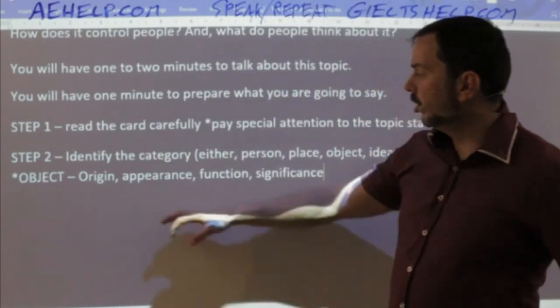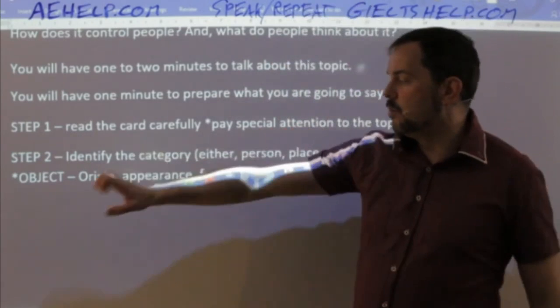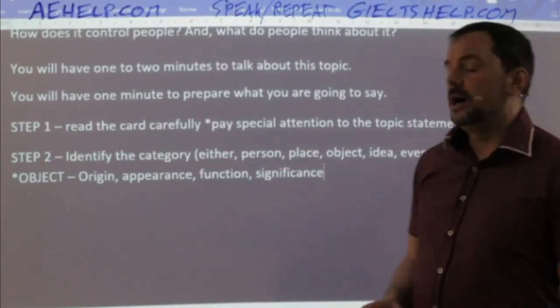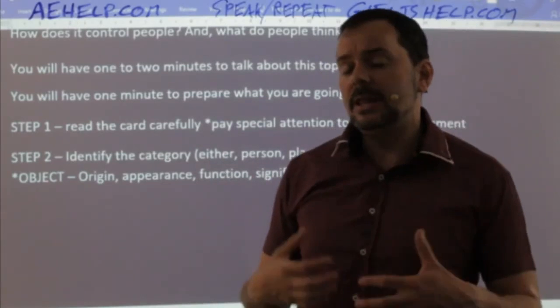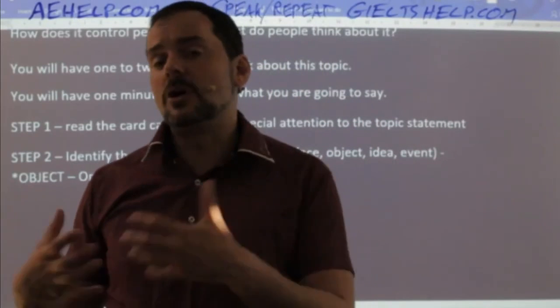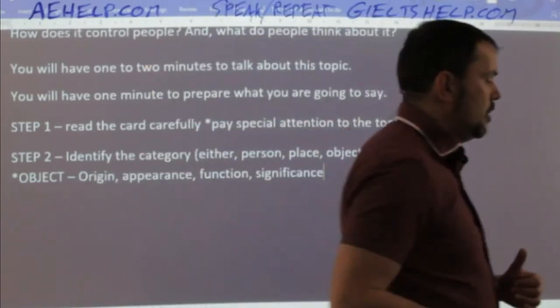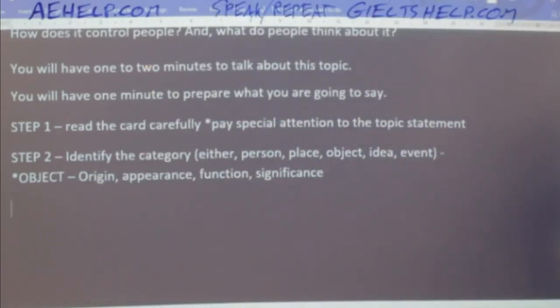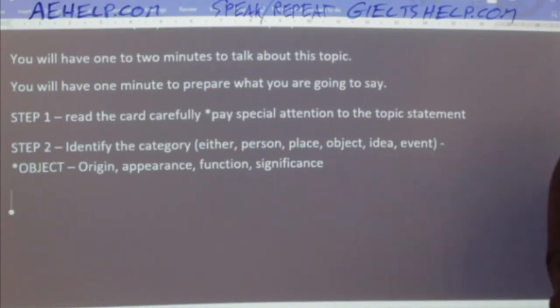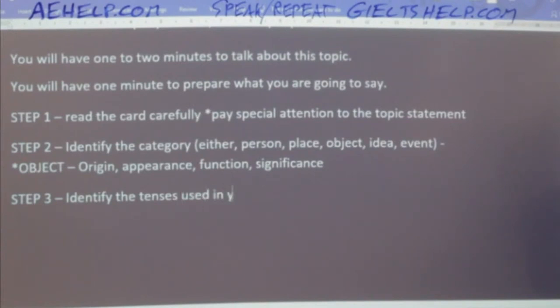So think about it this way. And if you go through this like 1, 2, 3, 4 in this order, you will have a very clear response talking about that object. Okay, sure. So step three. Identify the tense used, or tenses used in your response.